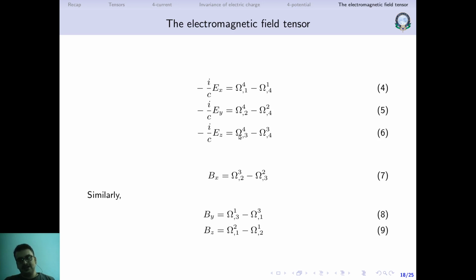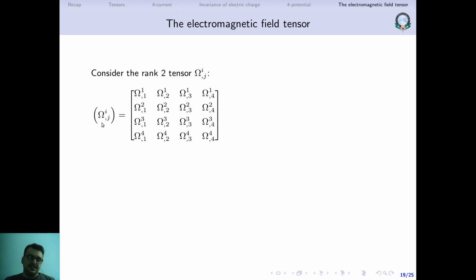This omega is a 4 potential, so it's a vector. It has only 4 components in 4-dimensional space, so it's a tensor of rank 1, and when you differentiate this, you get a tensor of rank 2. So omega i comma j is a rank 2 tensor. It is omega 1 comma 1, omega 1 comma 2, omega 1 comma 3, omega 1 comma 4, and so on. So we get 16 components over here.